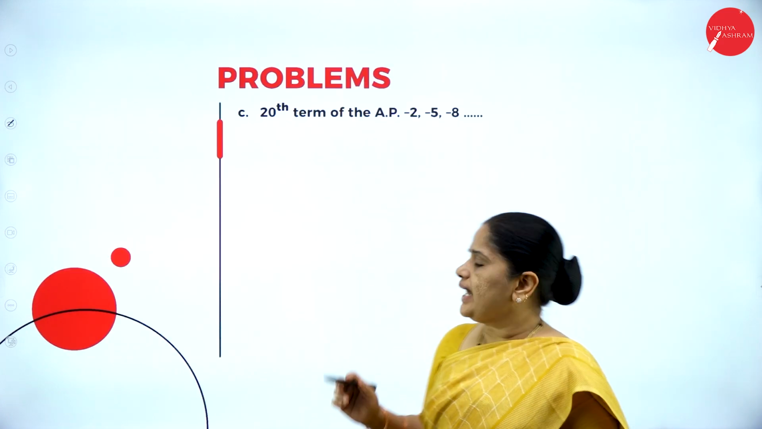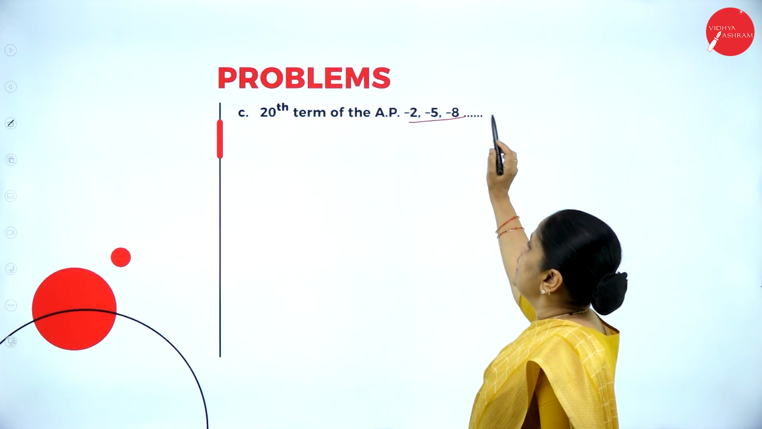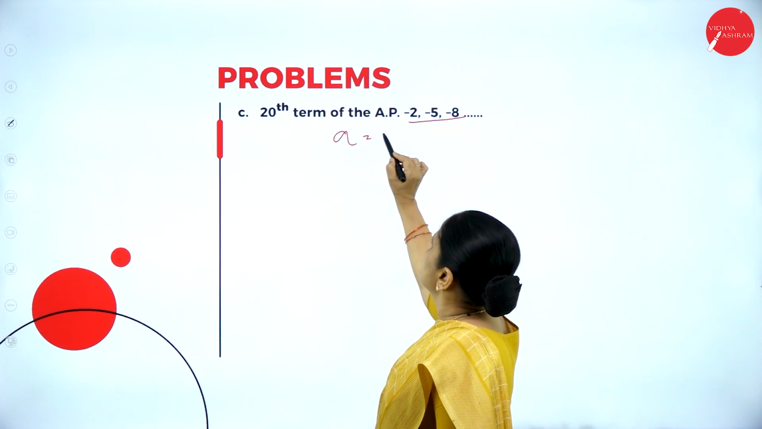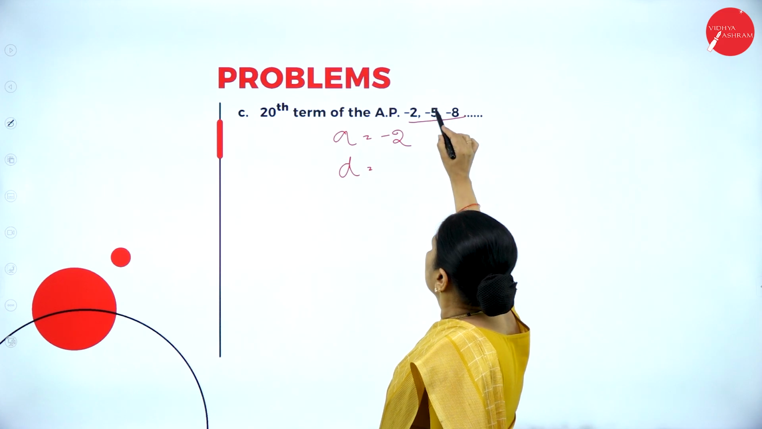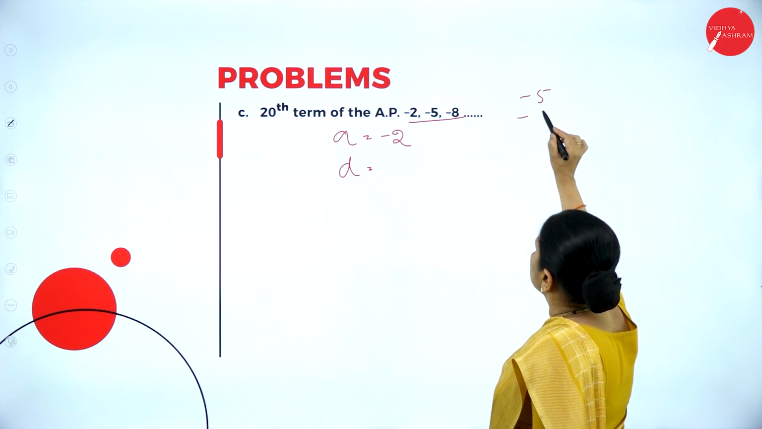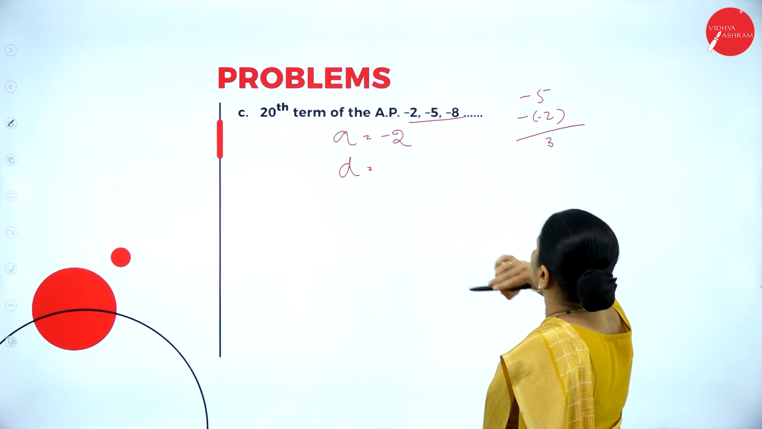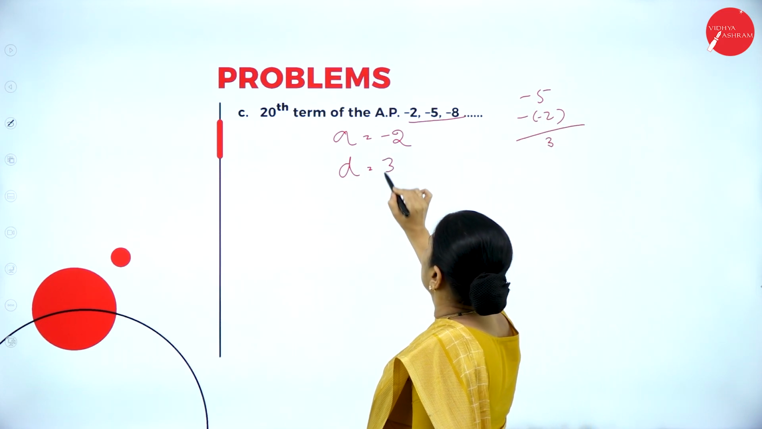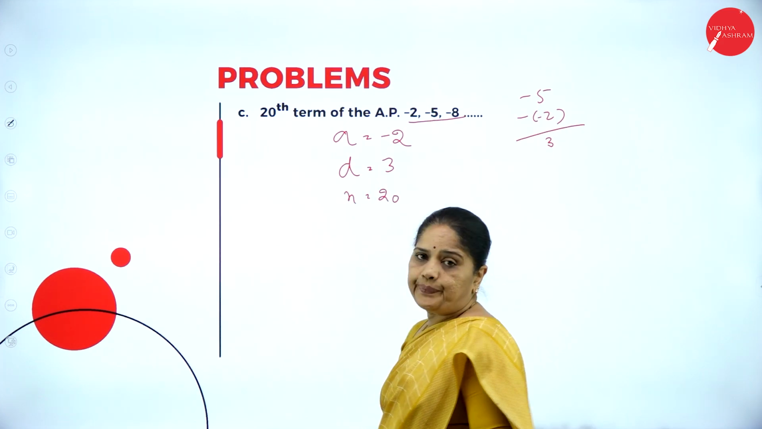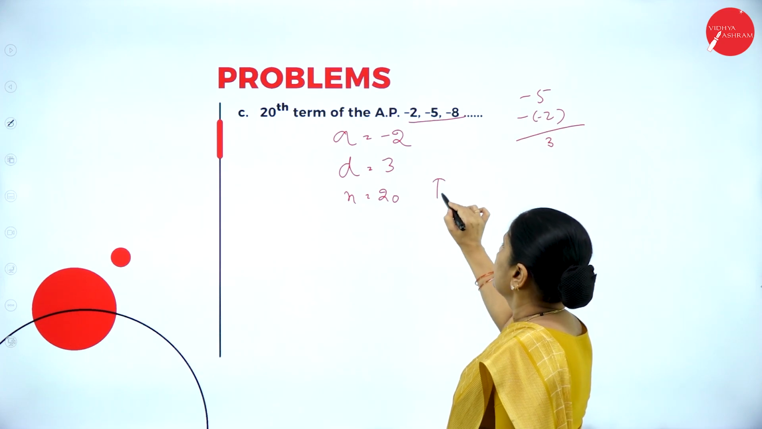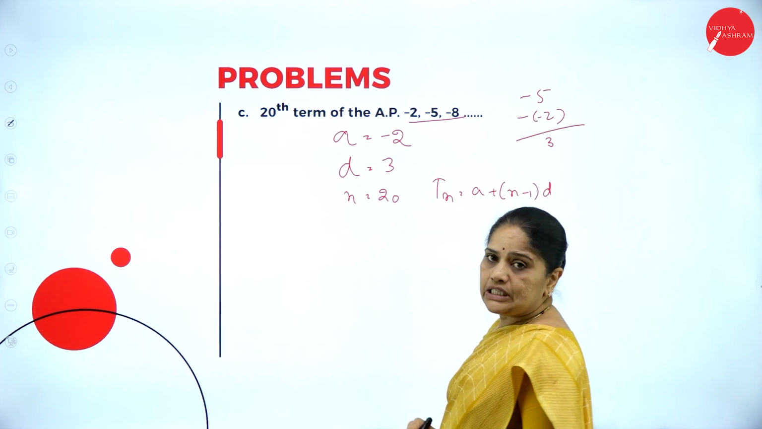The next problem we have here: the 20th term of the AP minus 2, minus 5, minus 8. Now we write what A is: minus 2. What is D? Minus 5 minus of minus 2, so it will be 3. D is equal to plus 3. Now N is equal to 20. Now we have the formula Tn equals A plus n minus 1 into D.